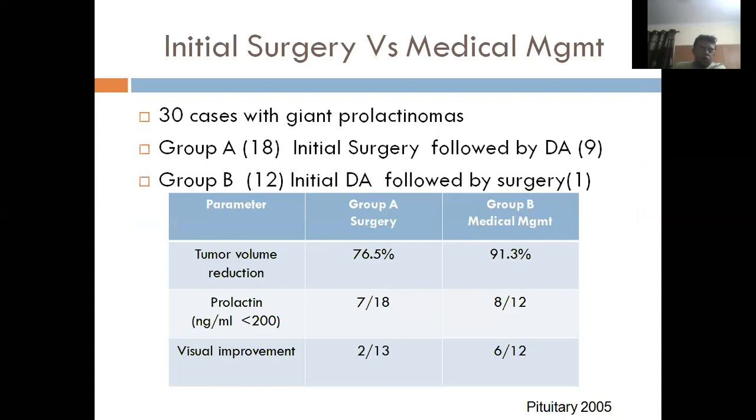So you can see, look at the bottommost row, visual improvement. It occurred in only 2 out of the 13 patients who underwent the surgery, and it occurred in 6 out of 12 patients who underwent medical management. So even in such huge tumors, medical management ended up with a much better response in visual improvement. So the reason for that has been probably that when you are handling such a big tumor close to the optic chiasm, during surgery you may inadvertently damage the nerve fibers coming from the optic chiasm, and therefore your outcome in terms of visual improvement may actually be much worse.